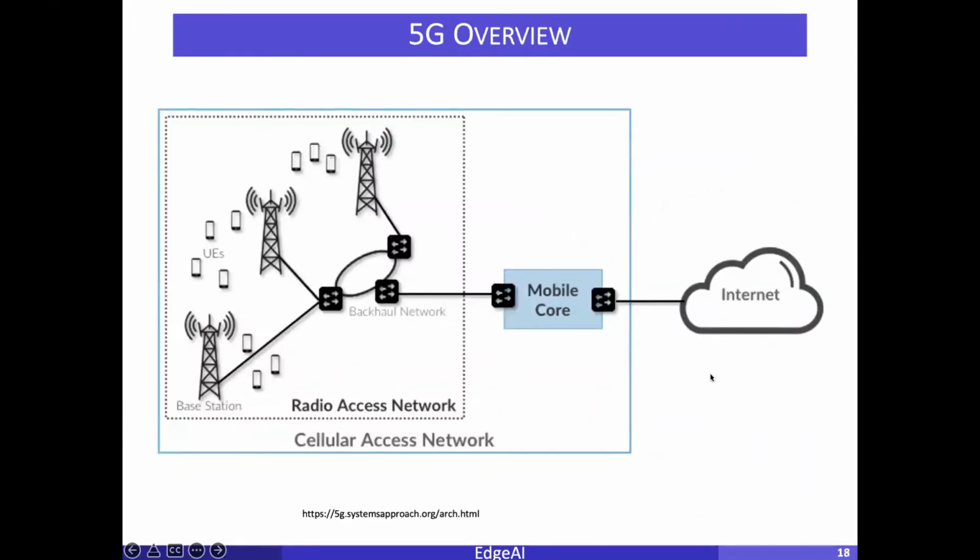Typically, you have a radio access network, the cellular network, and then the internet. These are the mobile towers, which are part of the backhaul network, and all our user devices, nothing but our mobiles, are connected through these towers. The towers are connected to the mobile core, and it's the mobile core which is connected to the internet. This is the fundamental architecture of 5G. It's not only 5G, it's a typical architecture we talk about nowadays.